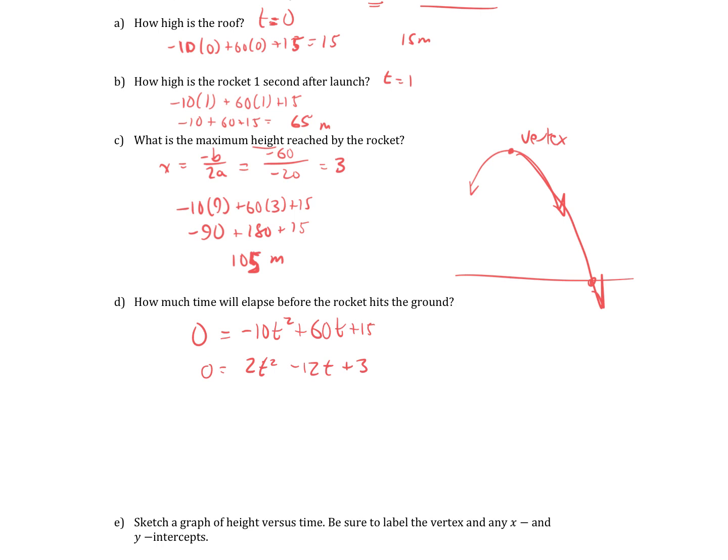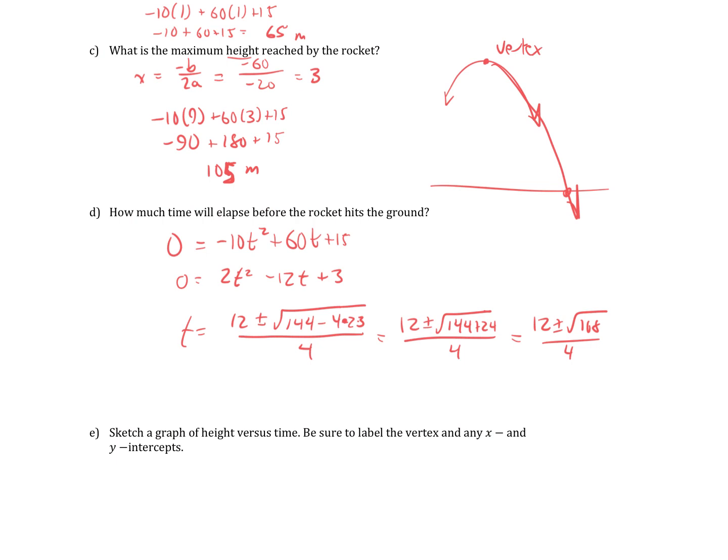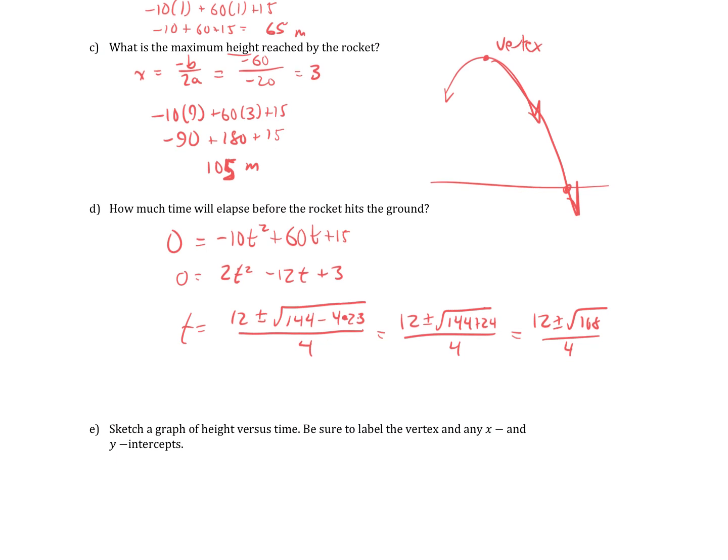So this is going to be, oh my gosh. T is going to equal negative b plus or minus the square root of b squared minus 4ac, over 2a. That's 12 plus or minus the square root of 144 plus 24, over 4. 168, so close, almost a square number. That doesn't work out to be pretty. It really does not.